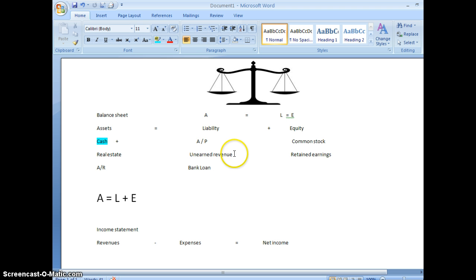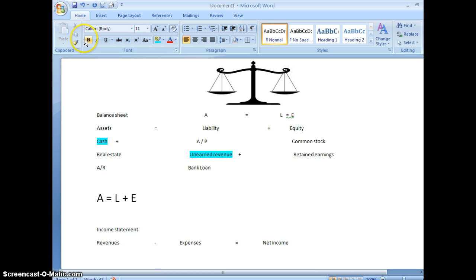And unearned revenue would go up. And the reason why unearned revenue would go up is because you haven't done the work yet. It's a liability until you do the work. So this goes up as well. So that's how to do the basics of it.